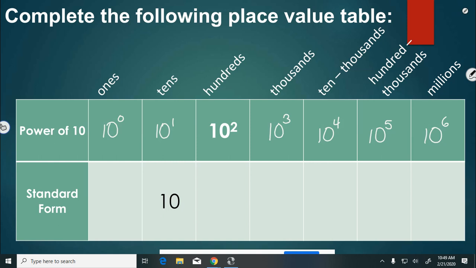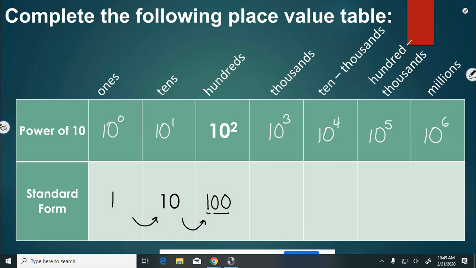Well, anything to the 0 power is 1, so 10 to the 0 is 1. 1 times 10 is 10, so that makes sense. 10 to the first is 10. 10 squared is 100, and 10 times 10 is 100, so that makes sense. You can also think of it as being a 1 with 2 zeros.